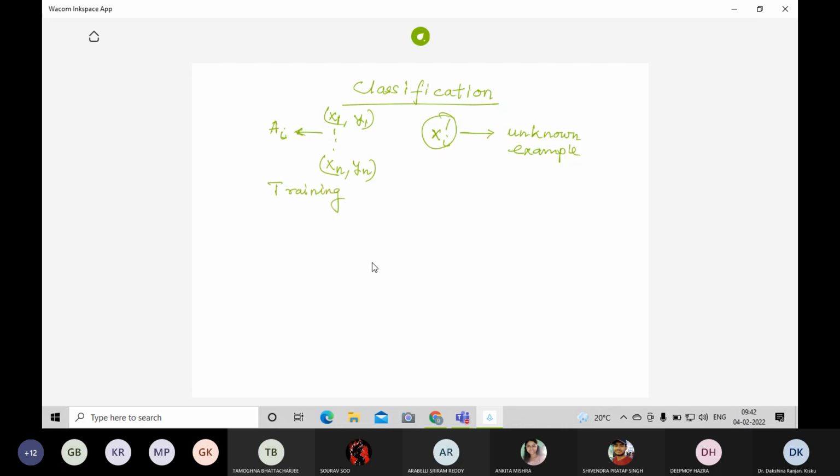So initially, we have to go through a training process. Then after training, we will do some validation, or we can say classification. Now, what are the different types of classification techniques available in machine learning? So we can start with predictive modeling.